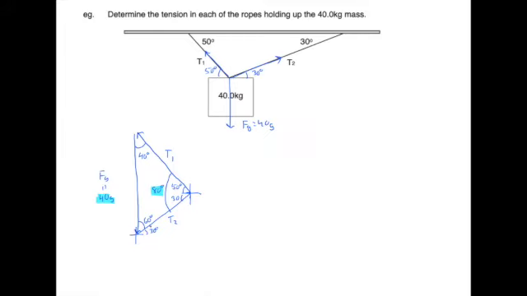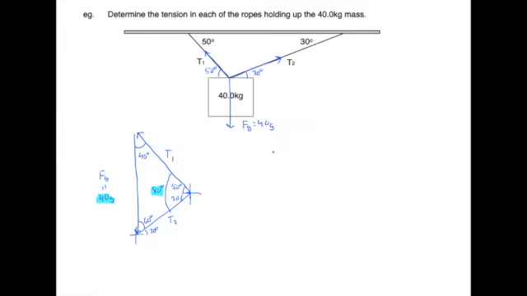And because I know the angles, I can use the sine law to solve for T1 and T2. So if we start with T1, the way I'm going to use it each time is the sine of 80 over F_g. But I'm going to flip that around. I'll put F_g over sine 80, because I'm looking for a side length, and that keeps my unknown in the numerator.